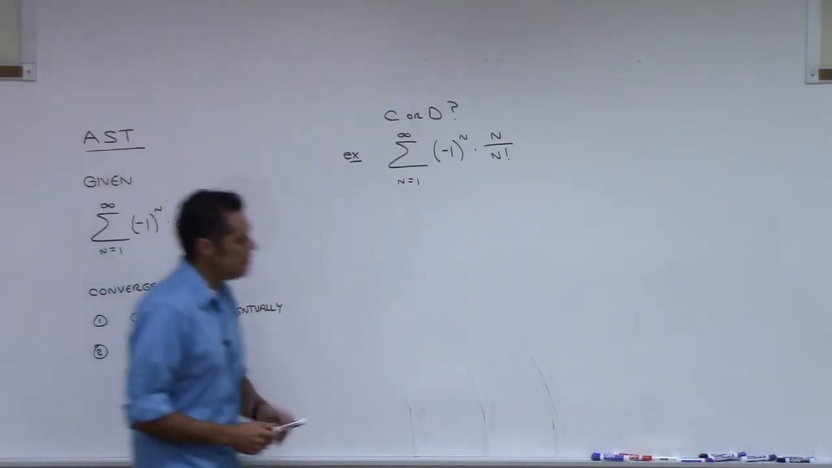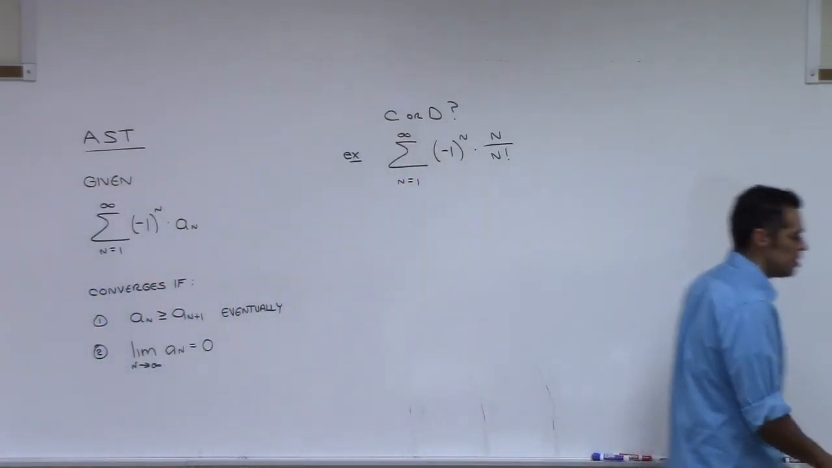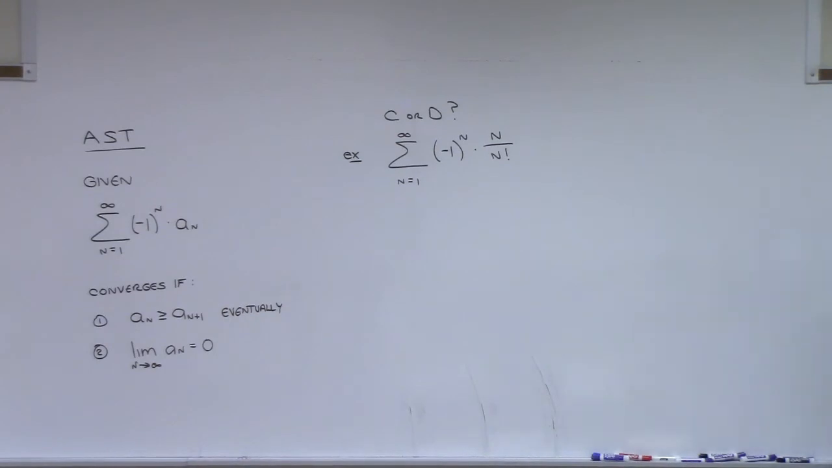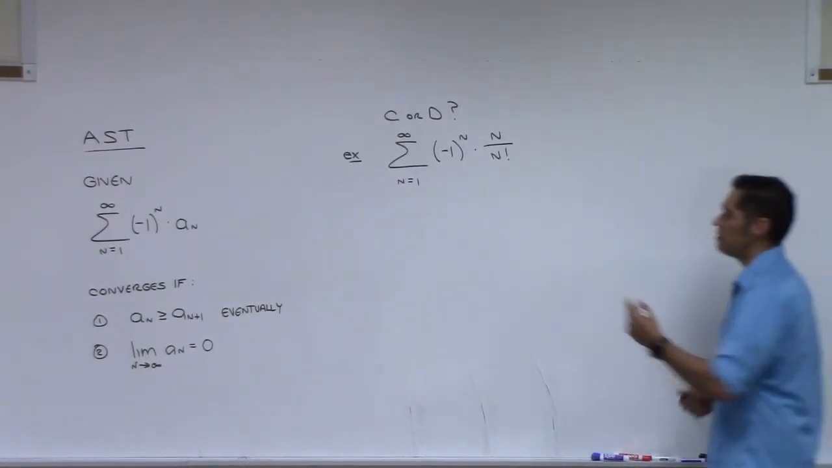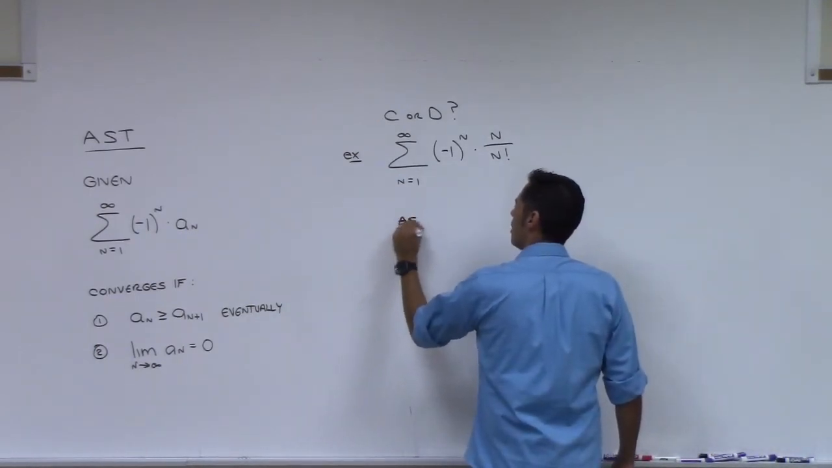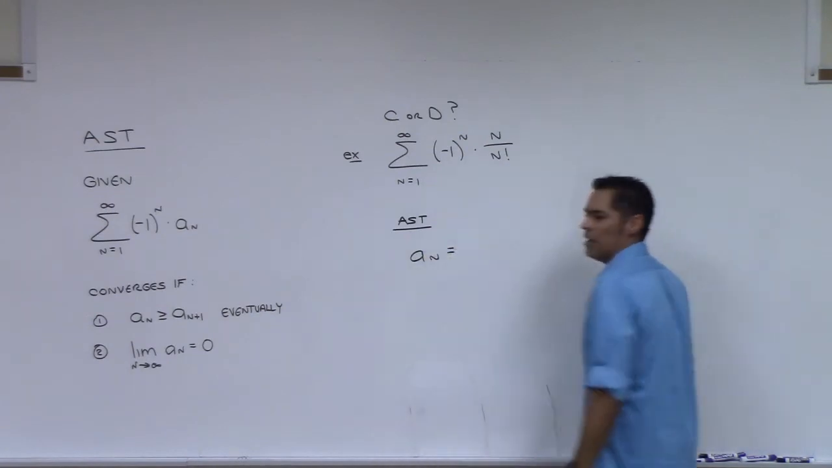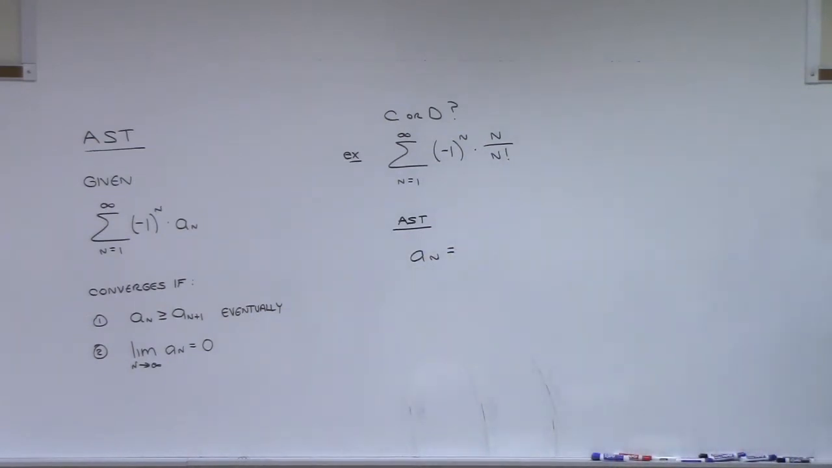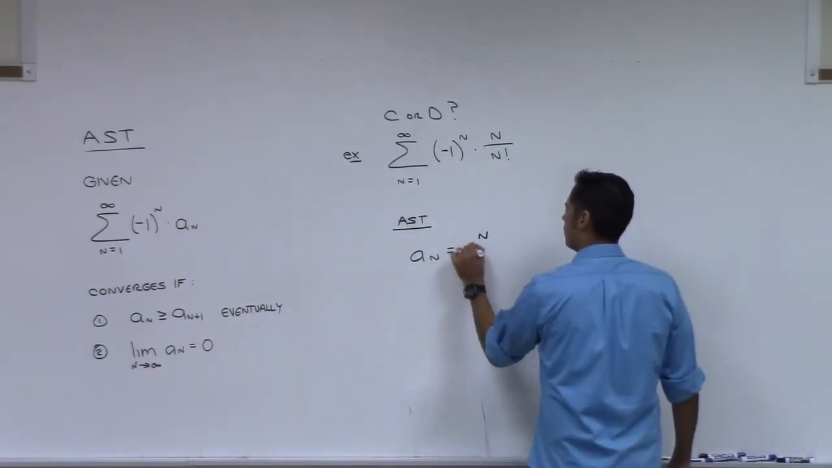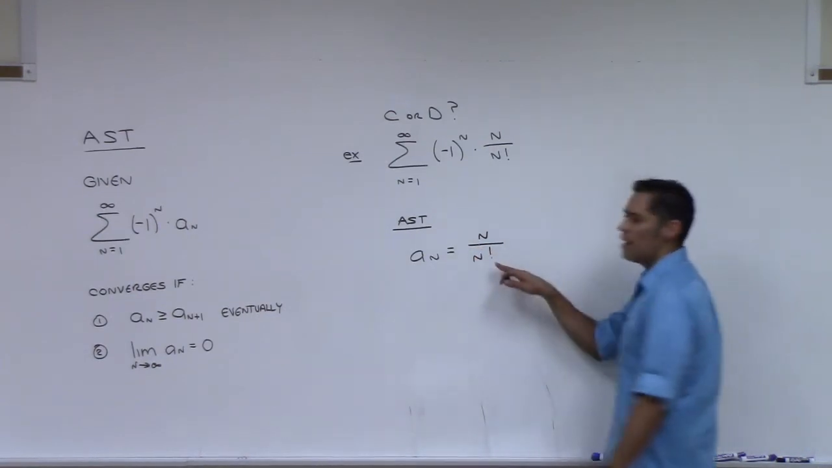All right, here's an example. Remember, C or D means I'm asking just to see if this converges or diverges. What should pop out at you here is the fact that it's alternating, the -1 to the n. So you should be thinking alternating series test. If I do the alternating series test on this, what is the a sub n? What is the sequence I'm looking at? n over n factorial. That's the thing I'm looking at.